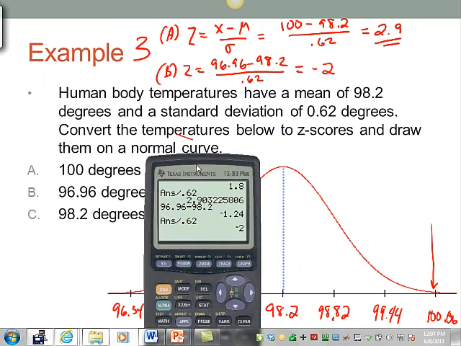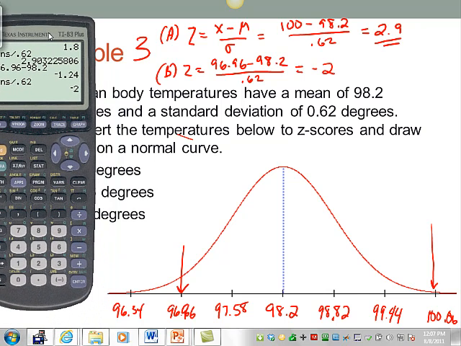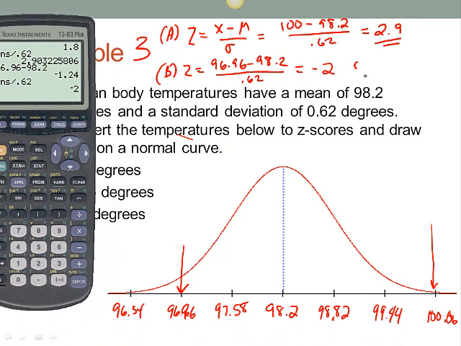And one more, 98.2. Now we should be able to do this without even computing it. And I'll just see right here. Without even using the formula, what's it going to be? 98.2 is right here. How many standard deviations from the mean is 98.2? It's 0. If I had to crunch this out, 98.2 minus 98.2 all over 0.62, what's the numerator get? 98.2 minus 98.2 is 0. 0 over anything is 0. So we get a z of 0 here. Not surprising.